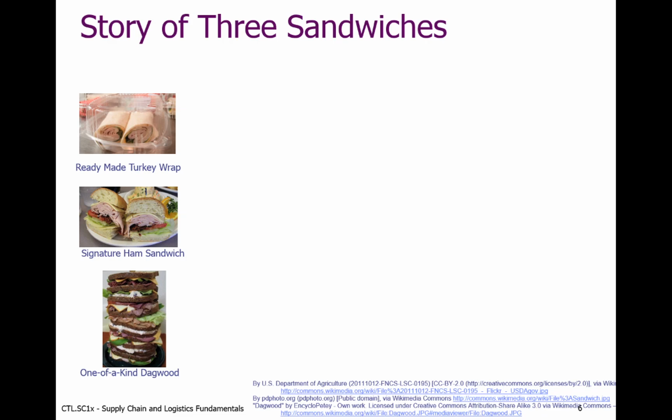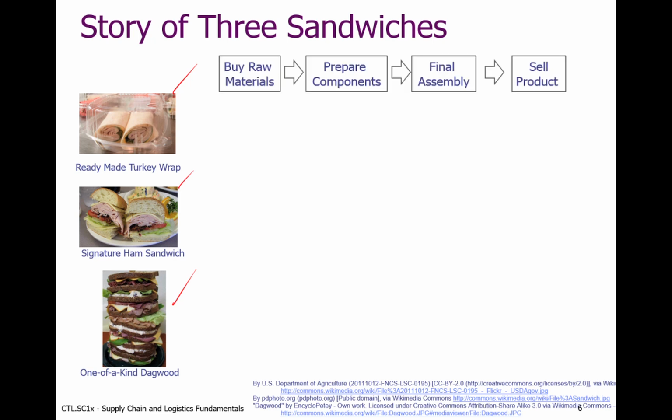Now I made these up, but these are pretty representative. So this first one is a pre-made sandwich, a ready-made turkey wrap. You see it's in this nice little plastic casing there. They make these ahead of time, the night before, the morning before, because they expect some demand. Then there's some signature ham sandwiches that they only make to order when someone comes in. And then I created an engineer-to-order one, a Dagwood sandwich, one of a kind that they make if someone comes in and they've got to give special directions. So let's look at how these 3 types of sandwiches flow through.